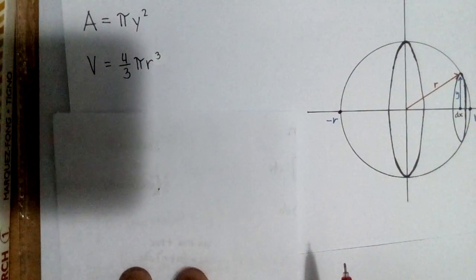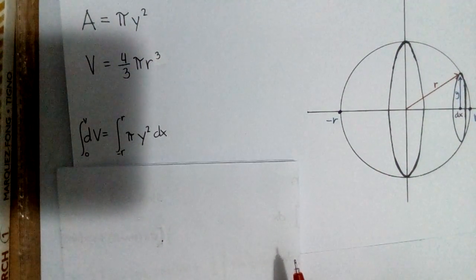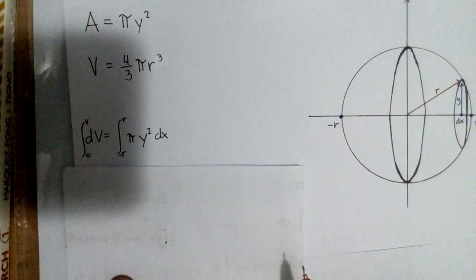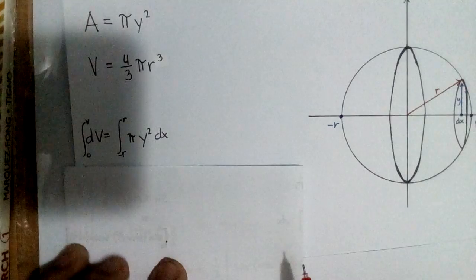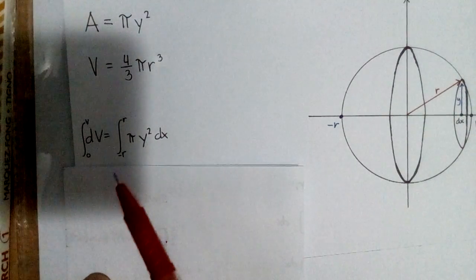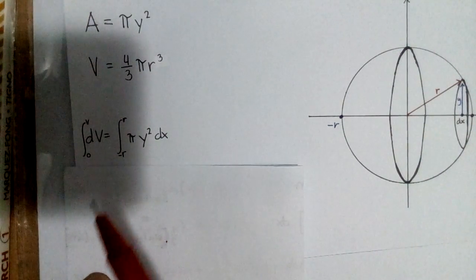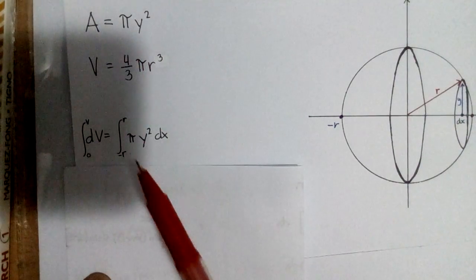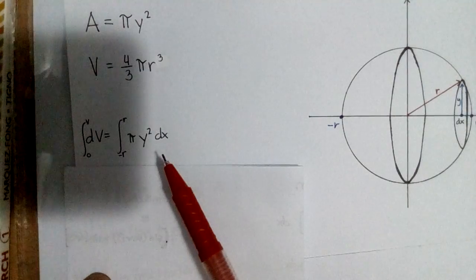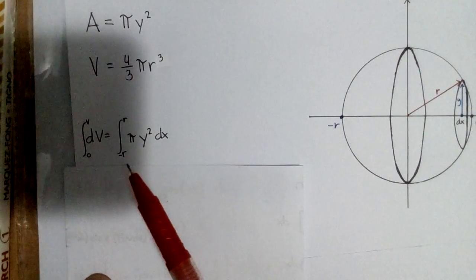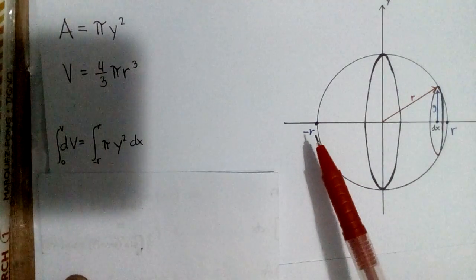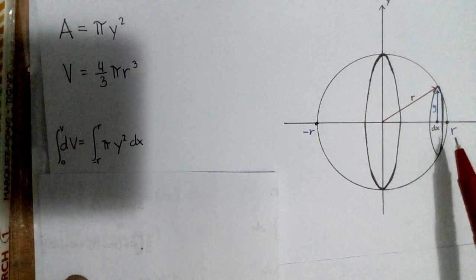First and foremost, we need to find the equation for our volume. So the dV of the volume of our sphere is equal to the antiderivative or the integral of the area of our circle, pi y squared dx, integrated from the limits -r, or here, and r, here.